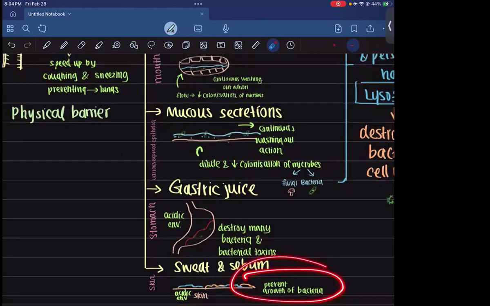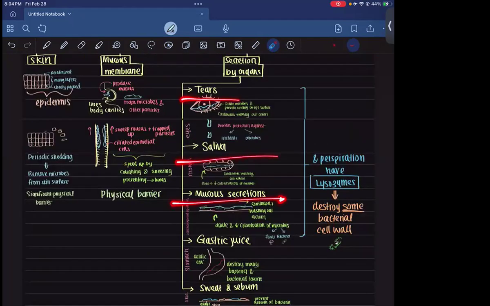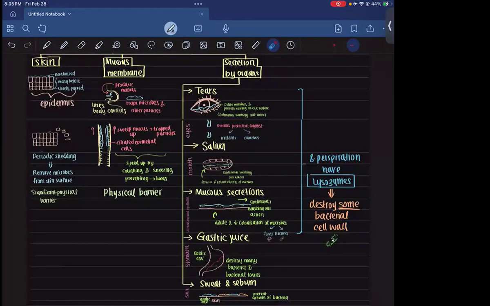And remember these three: tears, saliva, mucus secretion, and also along with it perspiration. All will be having lysozymes. These are lysozymes, not lysosomes. So lysosome is an organelle. Lysozyme will be present, and they will be destroying some bacterial cell wall. Cell wall of some bacteria, okay, not all bacteria. These are external defenses or barrier defenses in innate immunity.